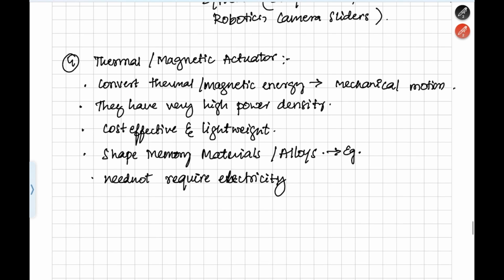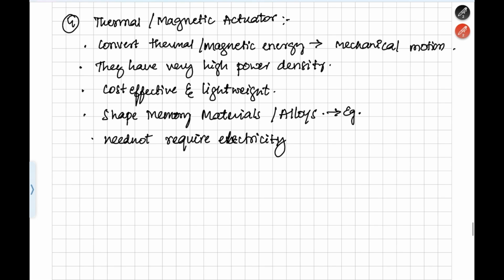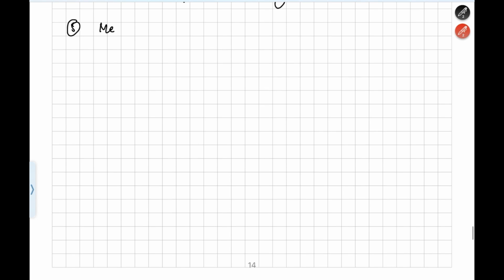Okay, so we must have come across shape memory alloys, right? We must have studied this. So these types of actuators don't require energy. Thus, they can work in various environments, including those with liquids or gases. Next we have mechanical actuators.